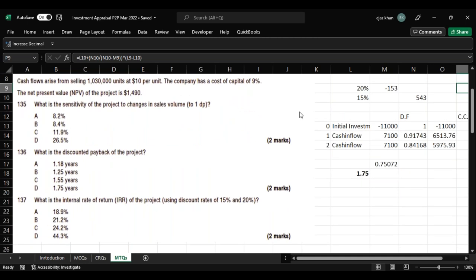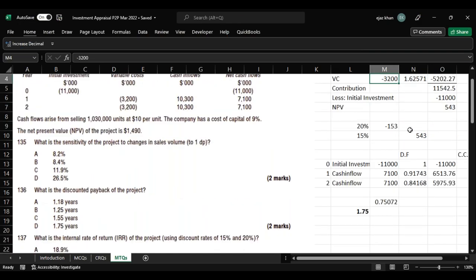Now, let me also tell you a shortcut which may not work in every case, but may work in some cases. Just look at this shortcut. I'm just telling you a shortcut, but that may not work in every case, right? But in case we have MCQs or MTQs with four options available, it may work. You know that IRR is the rate at which NPV will be zero, right?